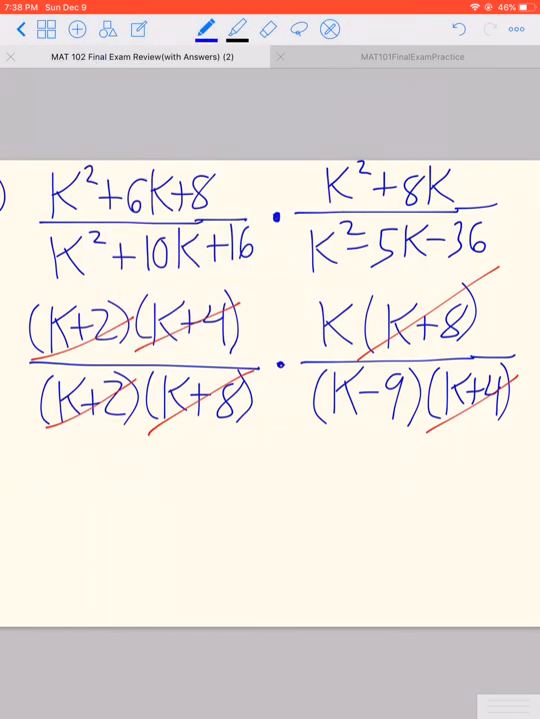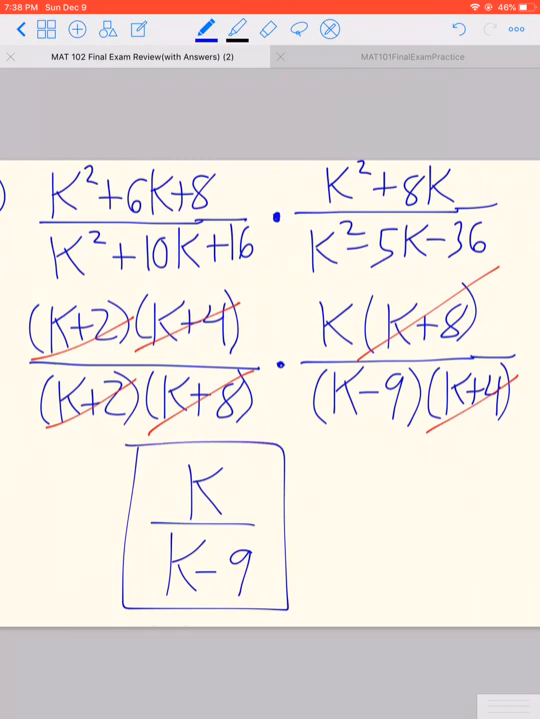So if we look at it, what we're left with is just k over k minus 9, and that would be our final answer.